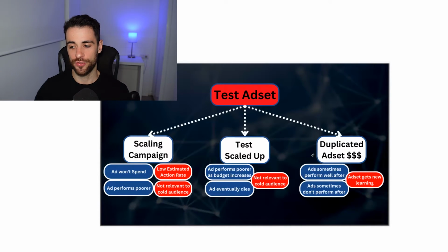And then finally, if you just duplicate the ad set that was performing and hike up the budget, what you're starting to experience is the ad set learning phase starting again, okay? So the ad set sometimes performs well, and sometimes doesn't perform well. You're leaving it to chance. And of course, you will have some effect as well from it not being relevant to the cold audience.